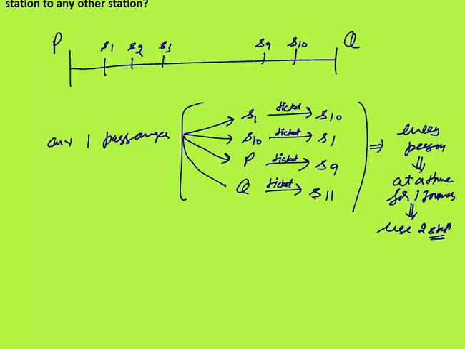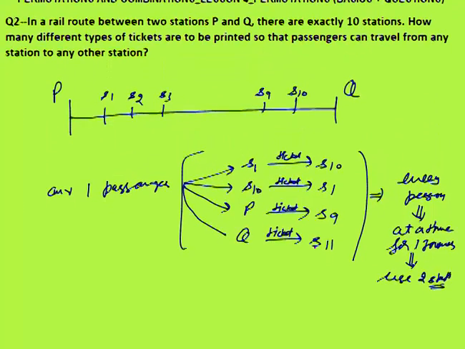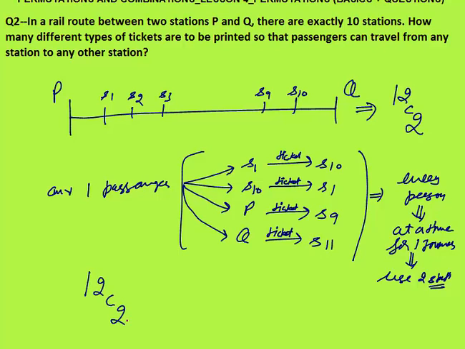Now which 2 stations? First question comes, which 2 stations? So we will select 2 stations. How many ways can we select 2 stations out of 12 stations? Can I say that 2 stations out of 12 different stations can be selected in 12C2 ways? And this 12C2 includes all possible types of 2 stations.